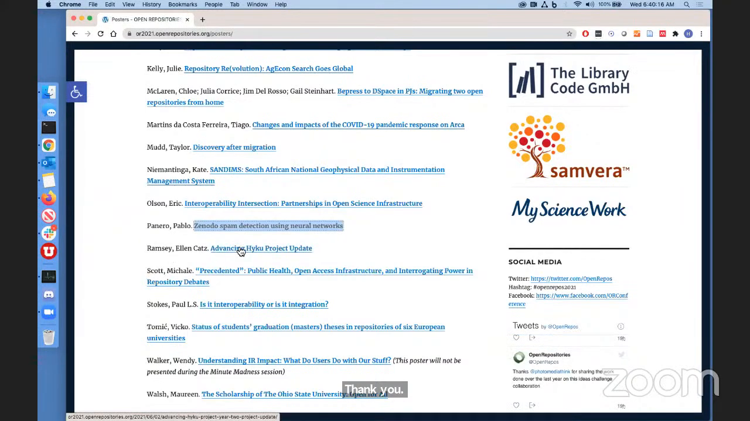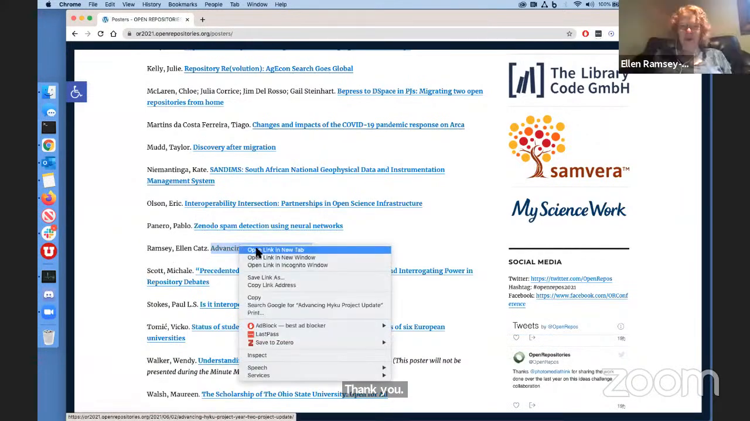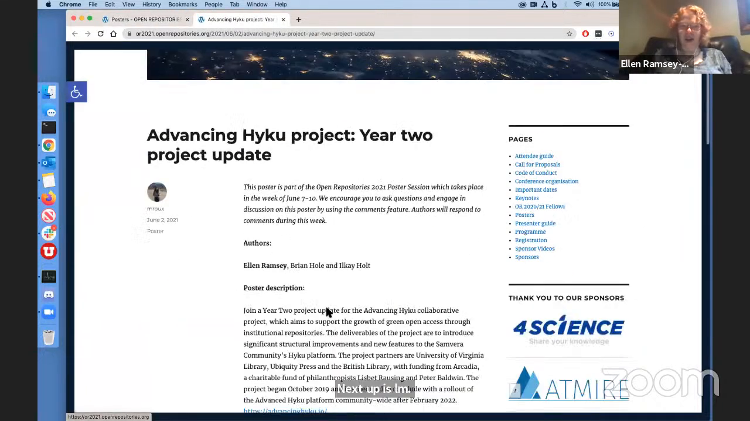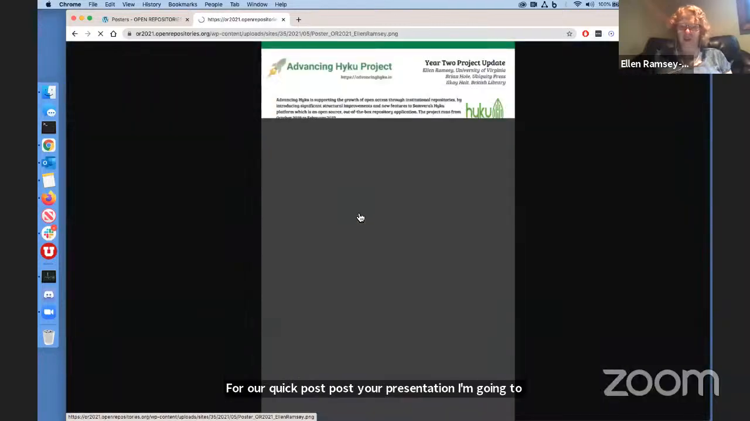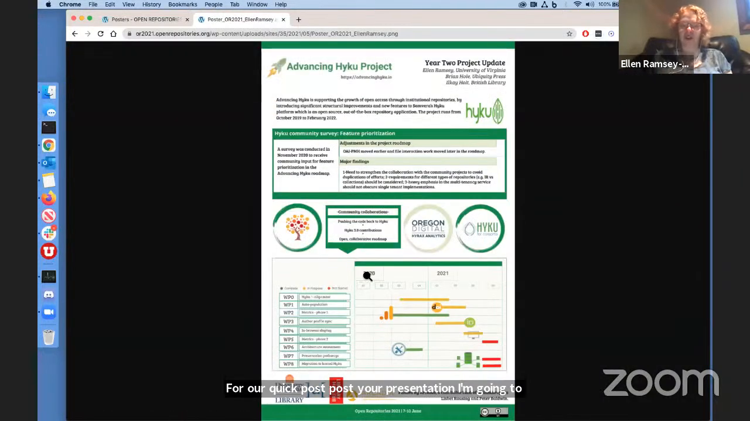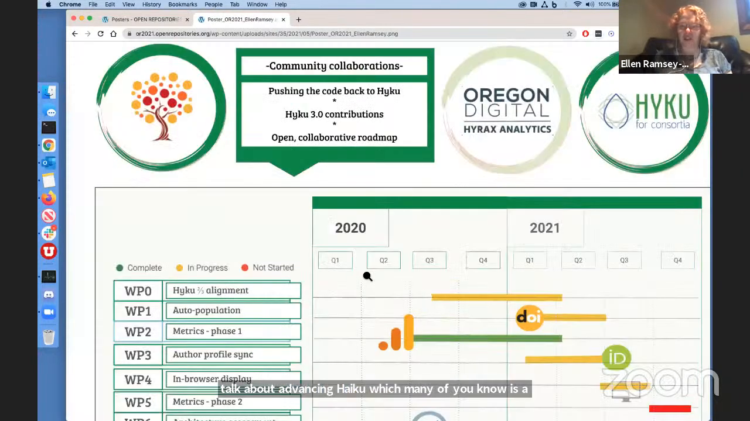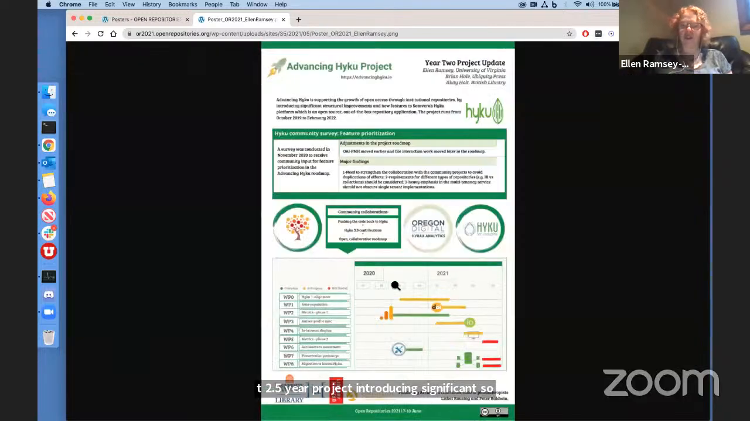Next up is Ellen. Hello. For our quick poster presentation, I'm going to talk about Advancing Hyku, which many of you know is a 2.5-year project introducing significant structural improvements to the Samvera Hyku open repository platform. Our partners are the University of Virginia, the British Library, and Ubiquity Press. We are funded by Arcadia, a charitable fund of philanthropists Lisbet Rausing and Peter Baldwin.